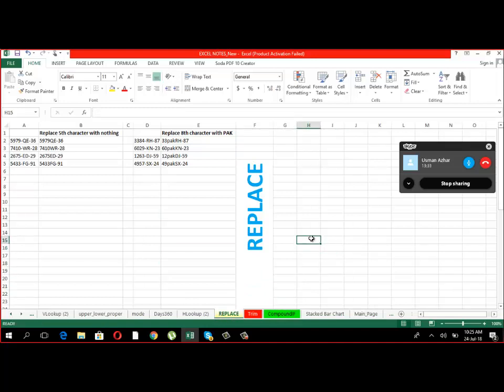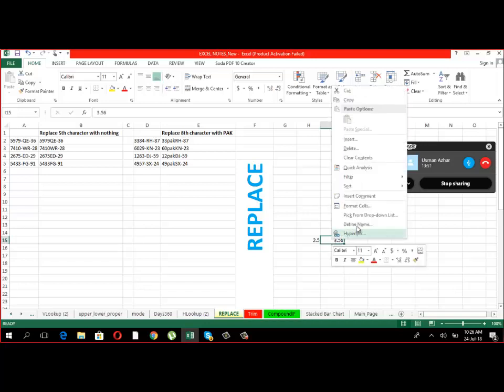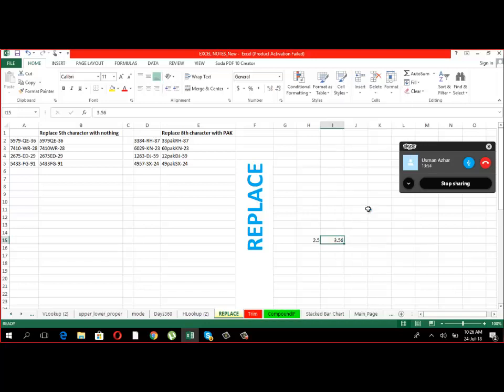Like let's say if I type over here 2.5, okay, and if I type 3.5. Now look over here. There are different ways through which you can round the values. One way is you can right click, go to Format.